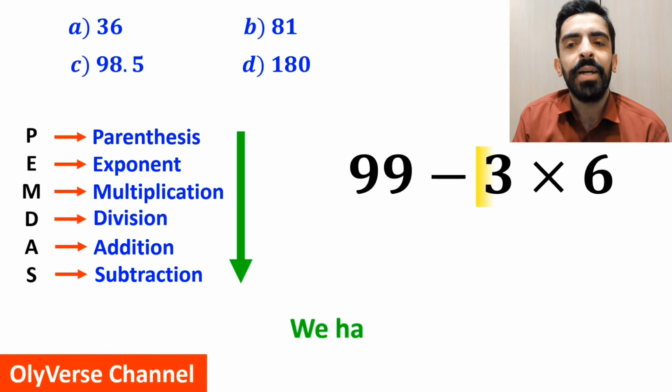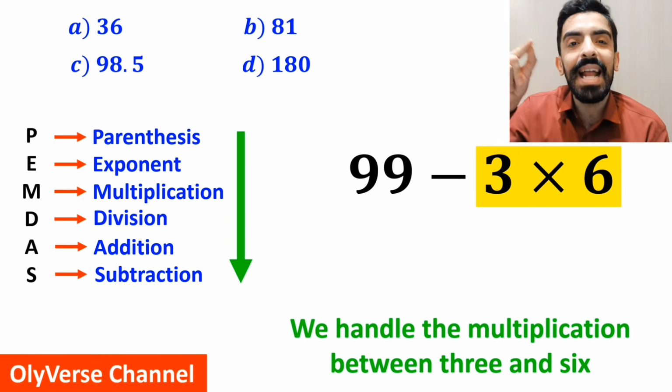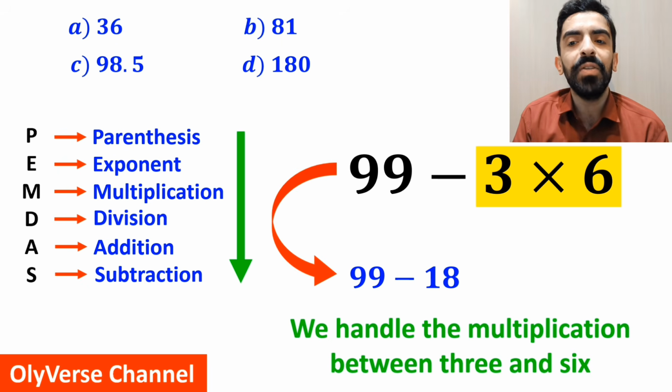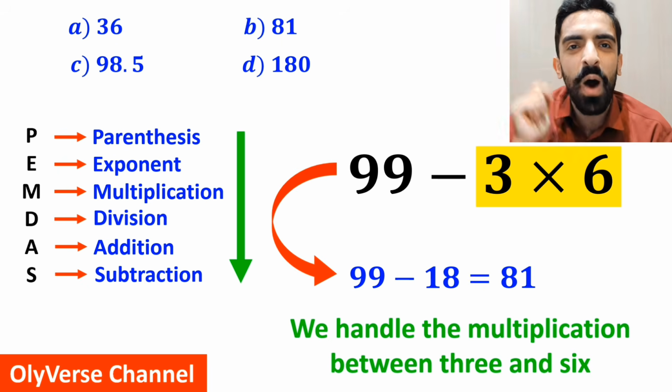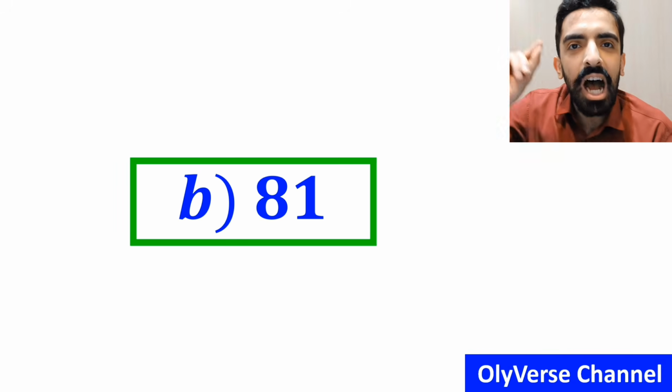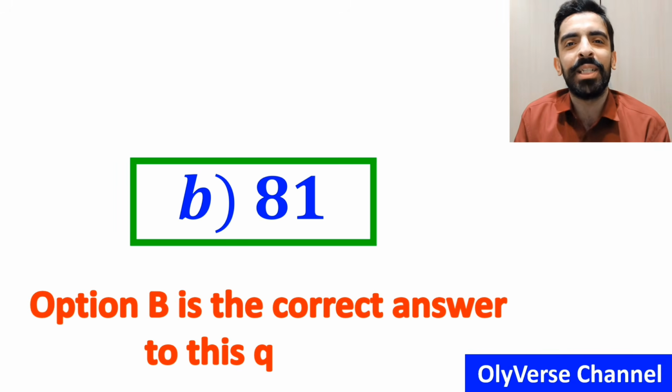And the final step, we handle the multiplication between 3 and 6, and this expression simplifies to 99 minus 18, which finally gives us the answer 81. That's great. Option B is the correct answer to this question.